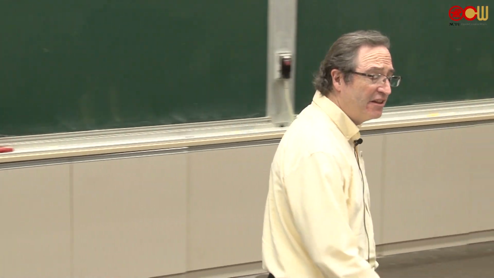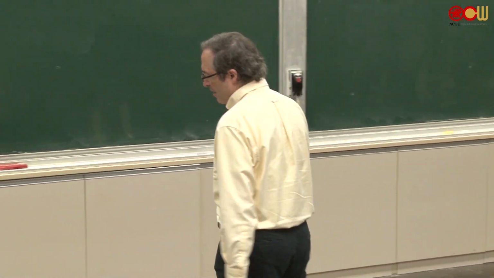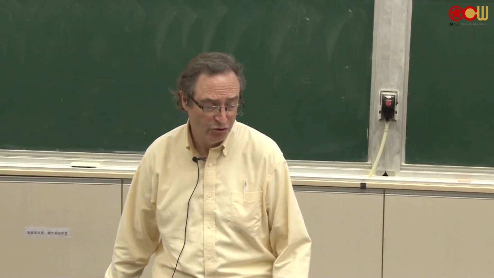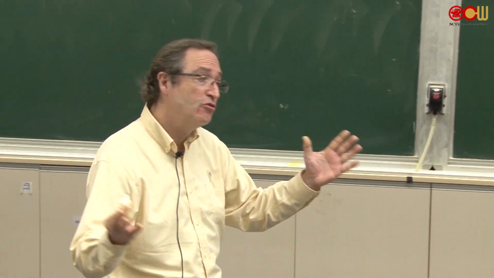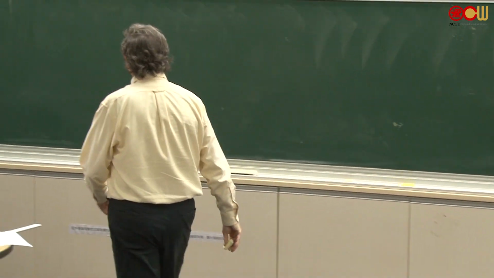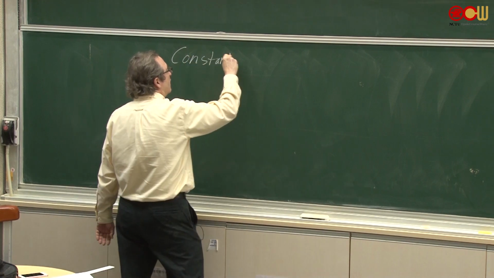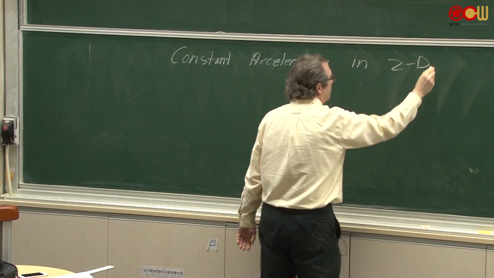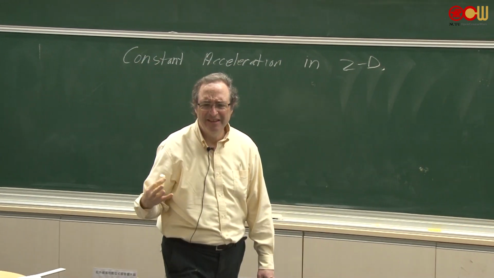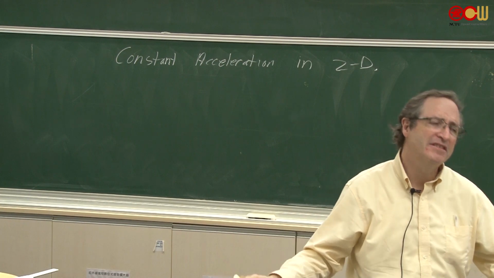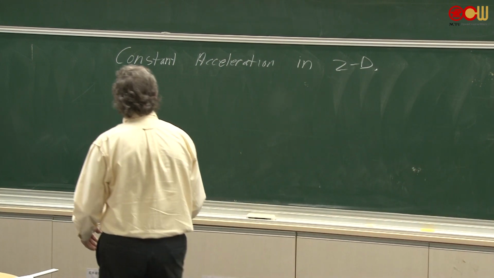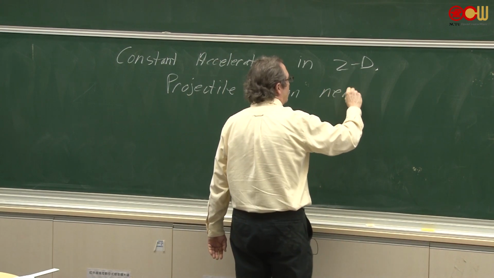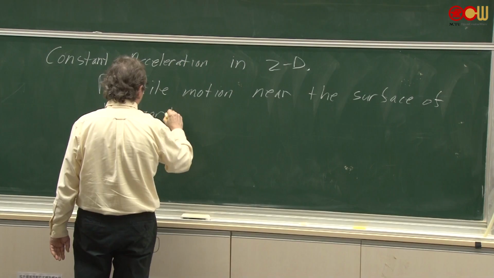So if you remember, last class we talked about vectors. And the class before that, we talked about constant acceleration motion. So today, we're going to put those two ideas together, and we're going to look at constant acceleration in 2D. All right? And we're going to do the typical example, which is projectile motion near the surface of the Earth.